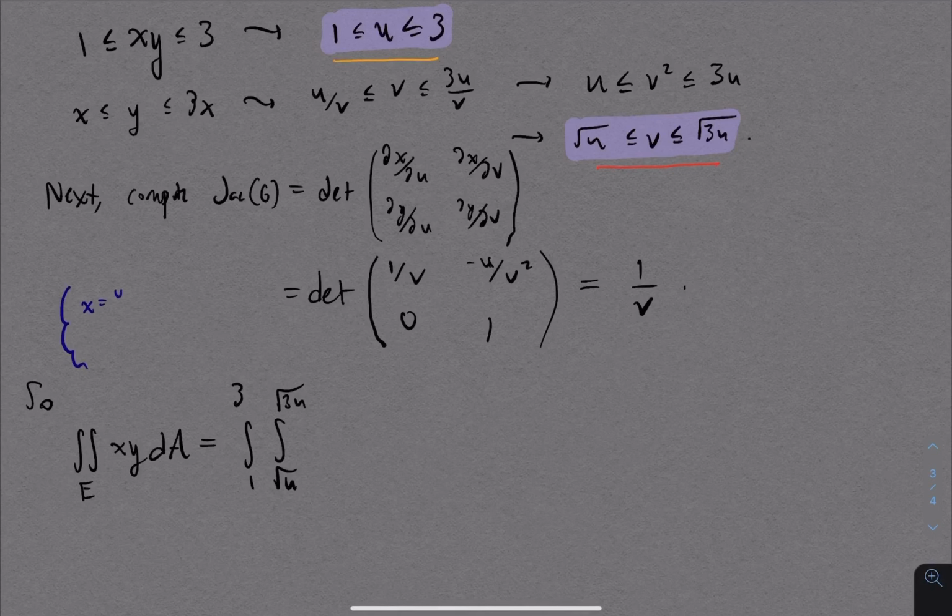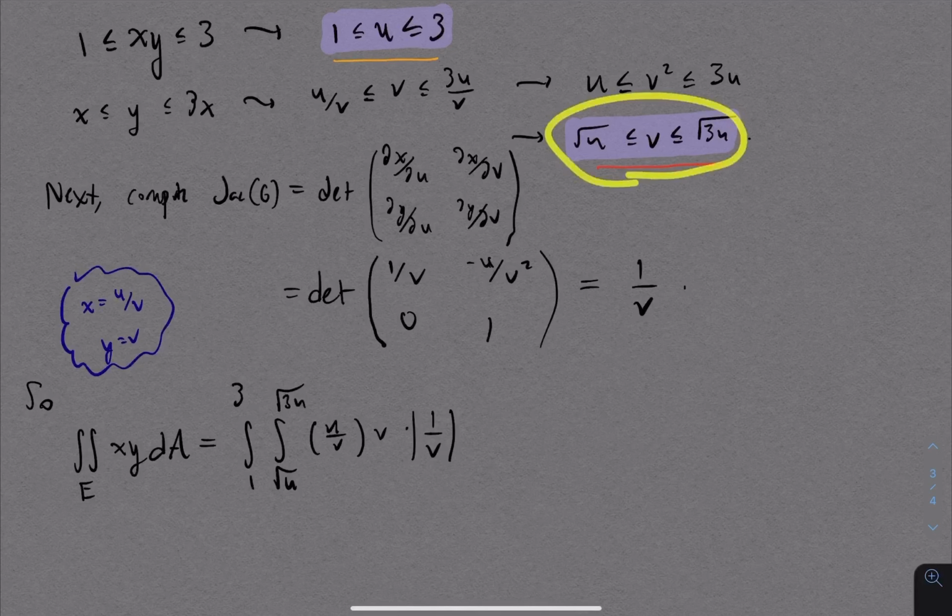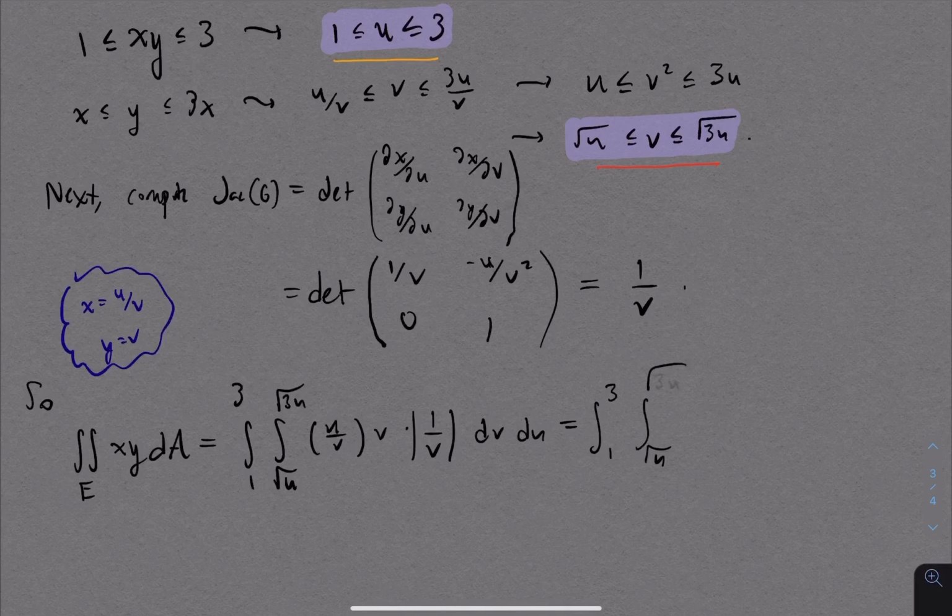Then the function is x times y. Recall that x was u over v and y was v. So this will turn into u over v times v. And then the Jacobian here is 1 over v. Now we always put the absolute value of the Jacobian in the integral, but like we talked about before, v is positive. Then I've got dv, du. These v's cancel out, so ultimately we're left with the integral from 1 to 3, the integral from root u to root 3u of u over v. Now it's just a matter of evaluating this integral.